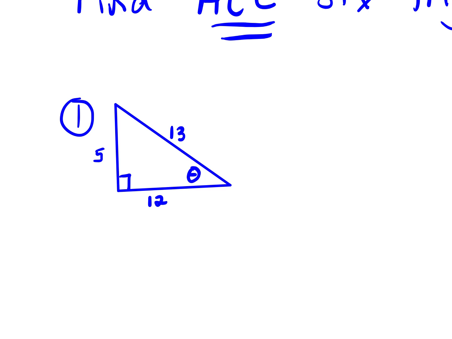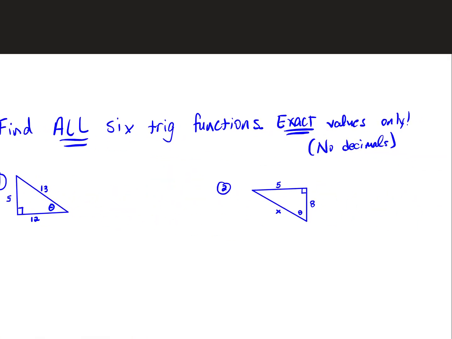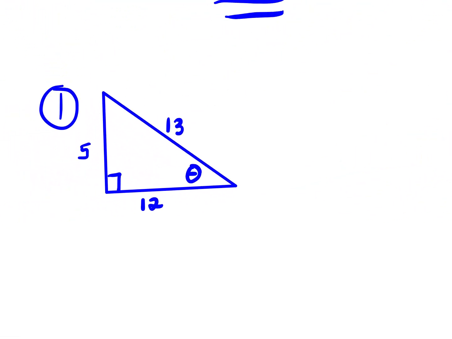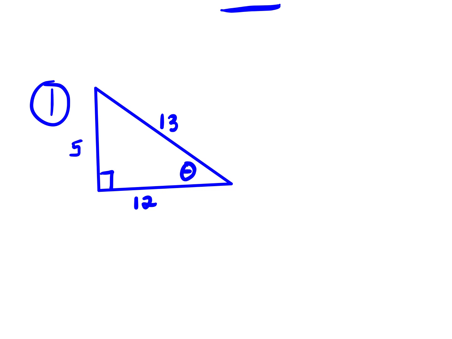Again, you don't have to do this exactly how I do it. I just think the easiest way to not make silly mistakes is to write out what you have. The question says, find all 6 trig functions and the exact values. Exact means no decimals, guys. So in number 1, I'm going to go ahead and identify my theta. Here is theta. So in reference to theta, I need to find my opposite side, my adjacent side, and my hypotenuse. What is 13? Hypotenuse. What is 5? Opposite. And what is 12?